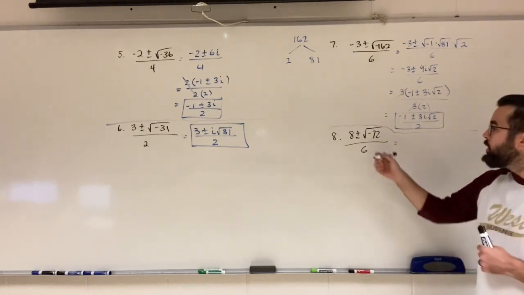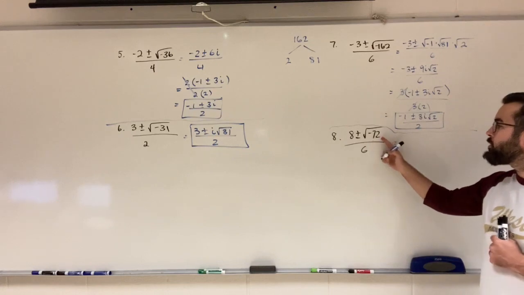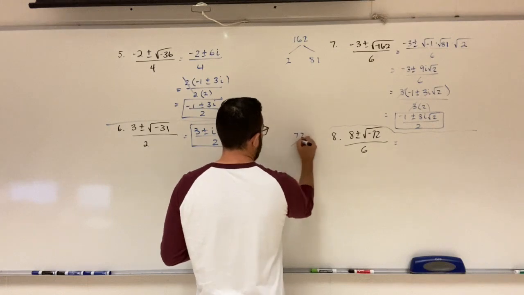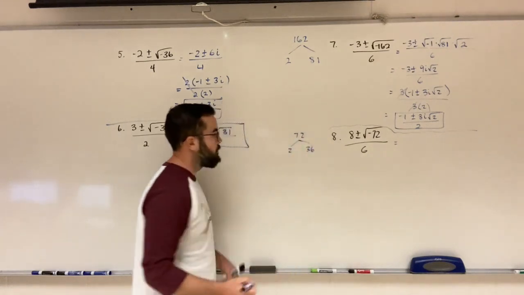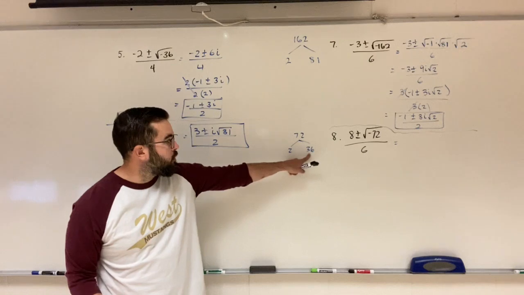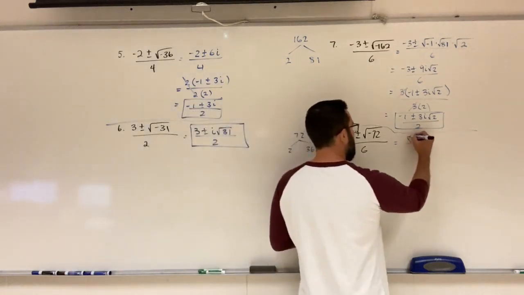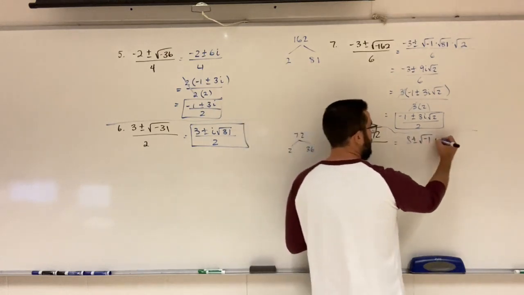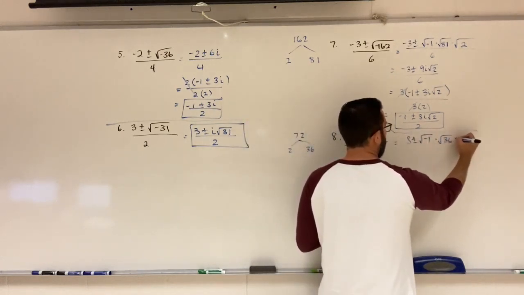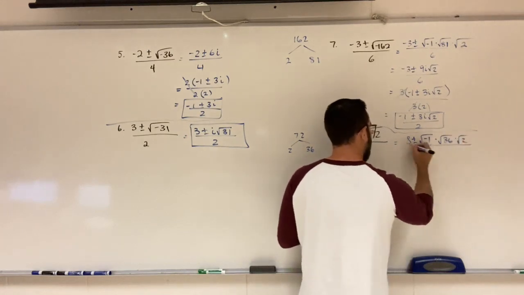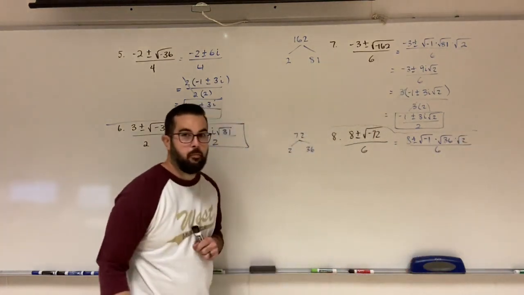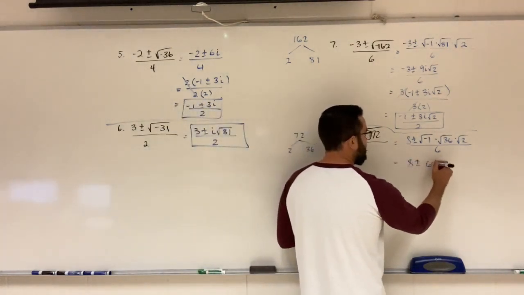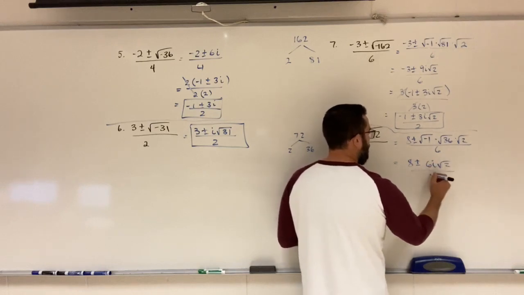Okay, last one. I have 8 plus or minus square root of -72 over 6. So again, start with the square root. 72 is 2 times 36. I'm going to stop there because there's my perfect square. So I have 8 plus or minus the square root of -1, factoring out that -1, times the square root of 36, times the square root of 2, all over 6. Okay, so that is 8 plus or minus 6I square root of 2 all over 6.